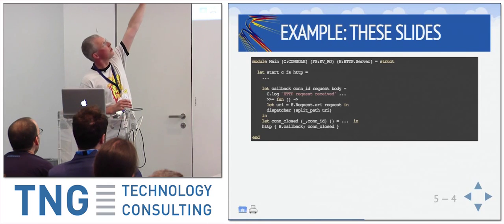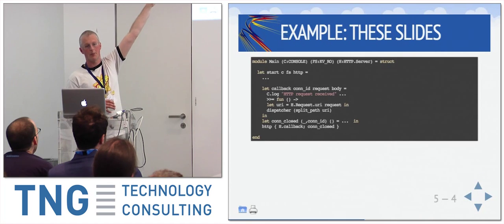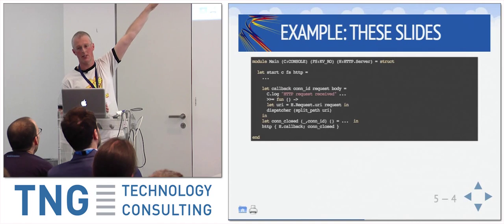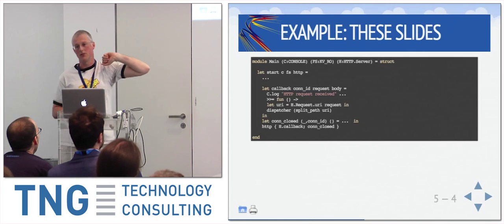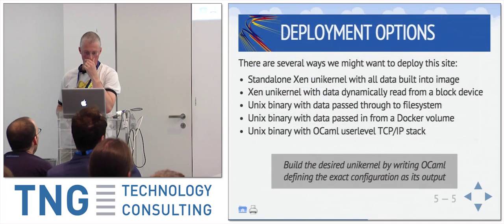Notice that this module at the top, module main, is parameterized by three other module signatures. What that says is that I expect to have passed to this something satisfying the console signature, something satisfying a read-only key value store signature, which is the kind of storage system we use, and something satisfying an HTTP server signature. So that's concretely what this looks like when you write the code.